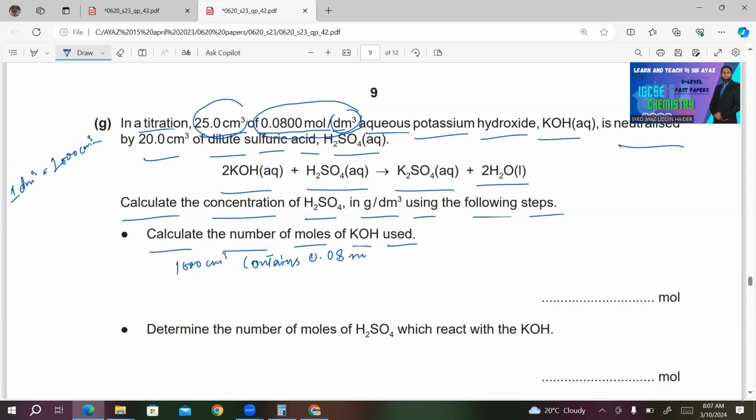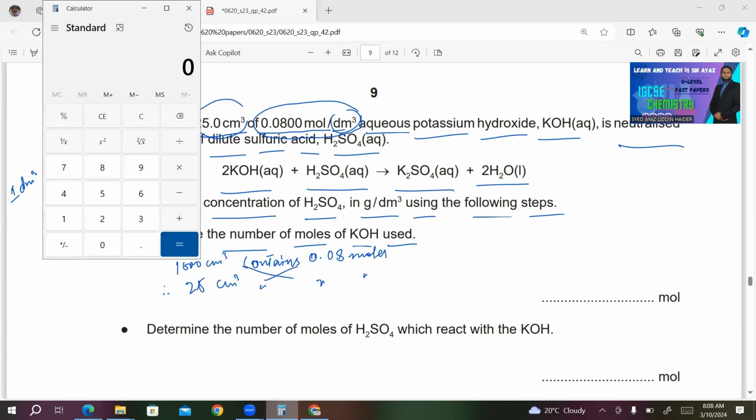0.08 moles of KOH. Therefore, 25 centimeter cube contains X moles of KOH. So 0.08 multiplied by 25 divided by 1000 will get 0.002 mole.